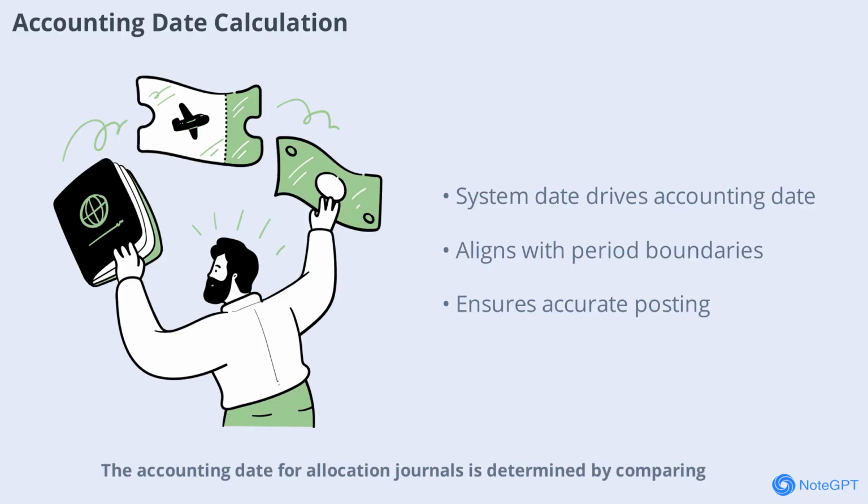Accounting date for allocation journals is determined by comparing the system date with the period start and end dates. If the system date is after the period end, the accounting date is set to the last day of the period. If it's before the period start, the accounting date is the first day of the period. If the system date falls within the period, it becomes the accounting date. This logic ensures accurate posting and reporting, aligning allocations with the correct accounting periods.